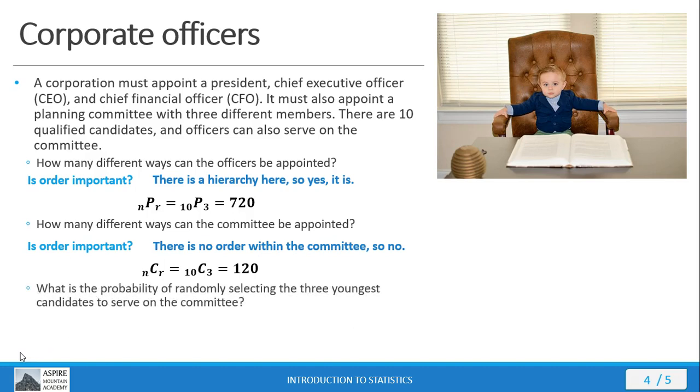Now, what's the probability of randomly selecting the 3 youngest candidates to serve on the committee? Well, that's going to be the committee, okay? So the whole that we're using comes from the combination calculation. And there's only one possible combination, that's the 3 youngest. So the part is going to be 1, and the whole is going to be 120. So there's our calculation right there. If we want, we can actually calculate that out, but just do whatever your problem asks you to put in for the answer field.